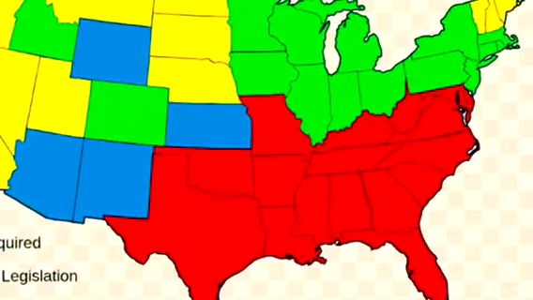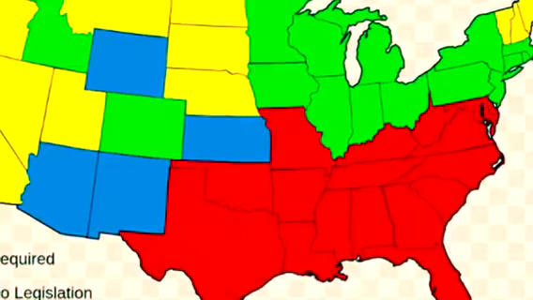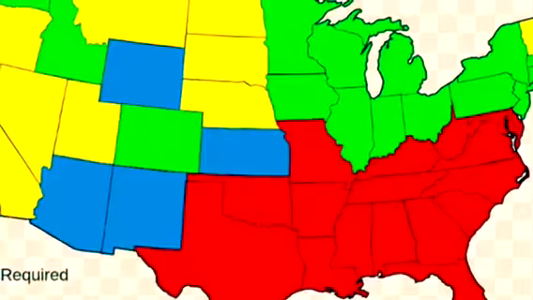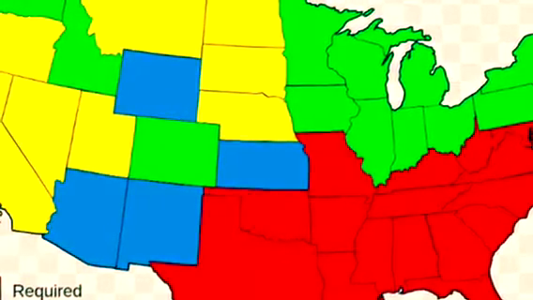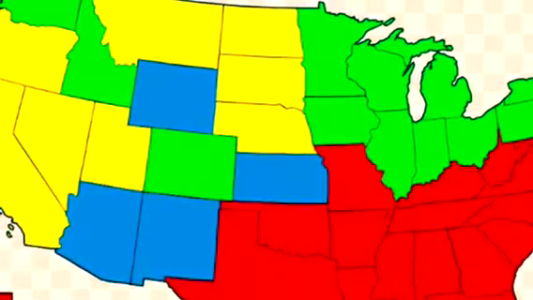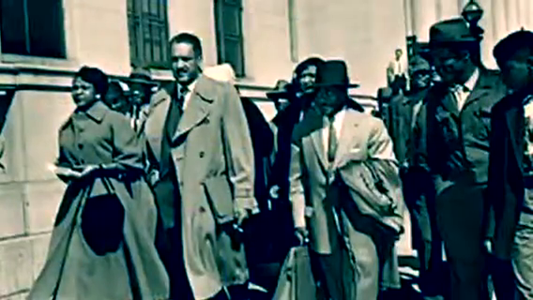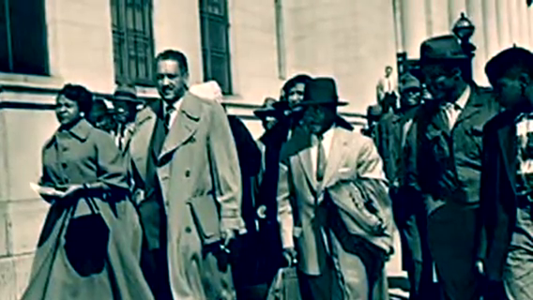This map shows the extent of segregation in schools before the Brown v. Board of Education court case, where the red represents states in which it was required to have segregation, yellow represents states where it was not legislated, blue represents states where it was optional, and only green represents states where segregation was forbidden. 13 parents of African American students in Topeka, Kansas wanted to end the injustices their children were facing.